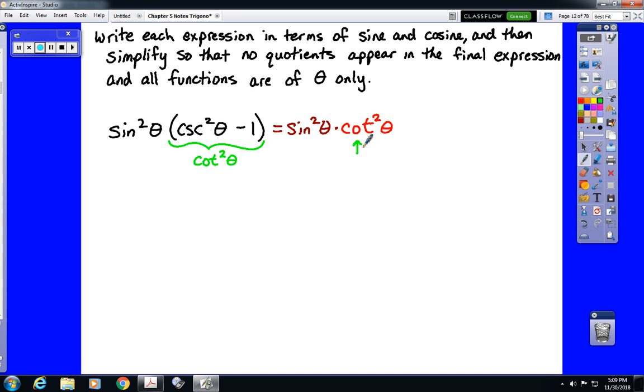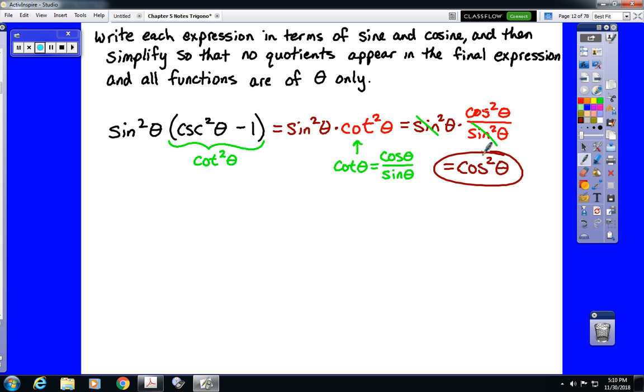Then I would want to replace cotangent squared theta using the fact that cotangent is equal to cosine over sine. And I would say I have sine squared theta times cosine squared theta over sine squared theta. My algebra brain should kick in, canceling the sine thetas, and leave me with cosine squared theta as my final answer.